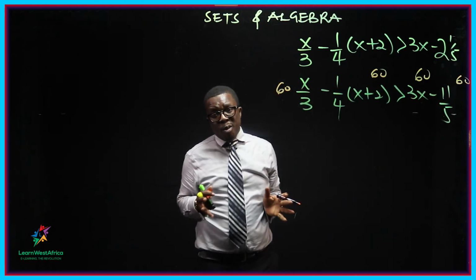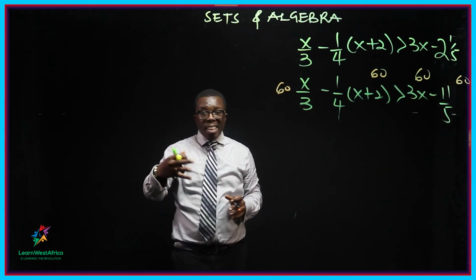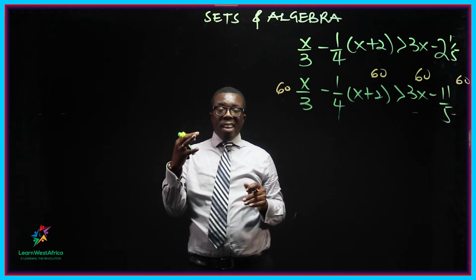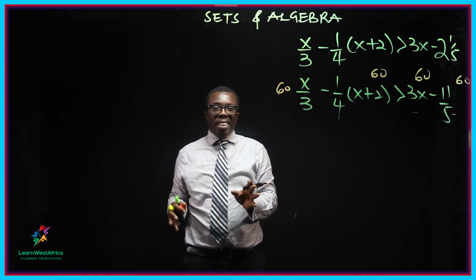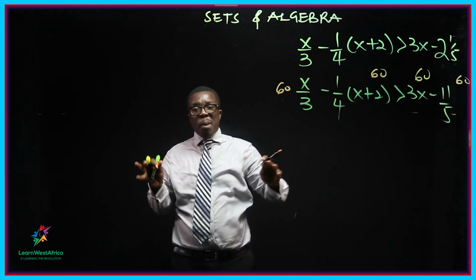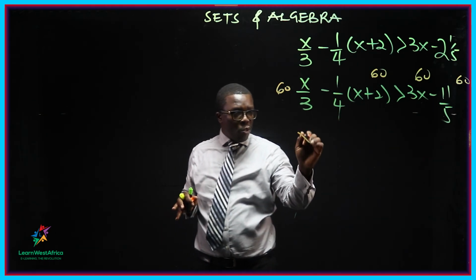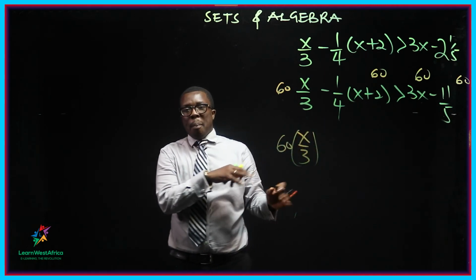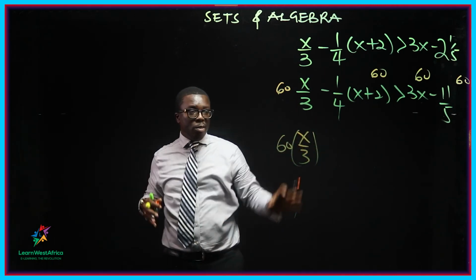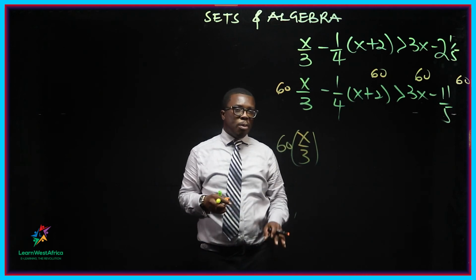The question says credit will be given for an orderly presentation of material and clarity of expression. If you multiply x over 3 by 60, okay, just don't get me wrong.